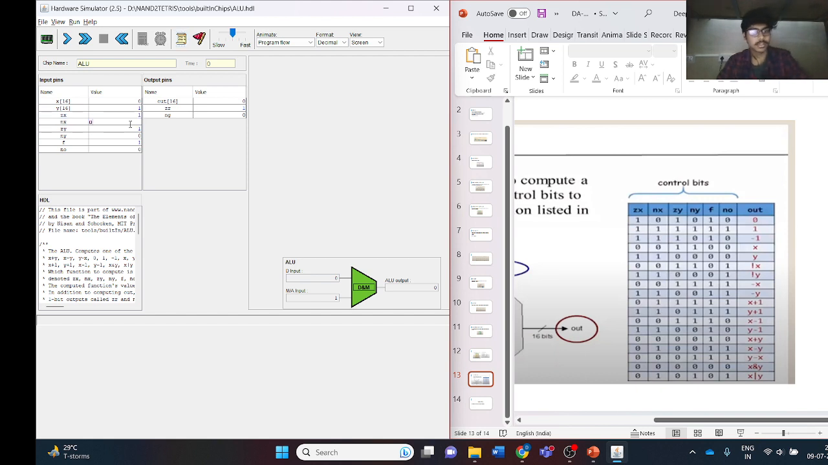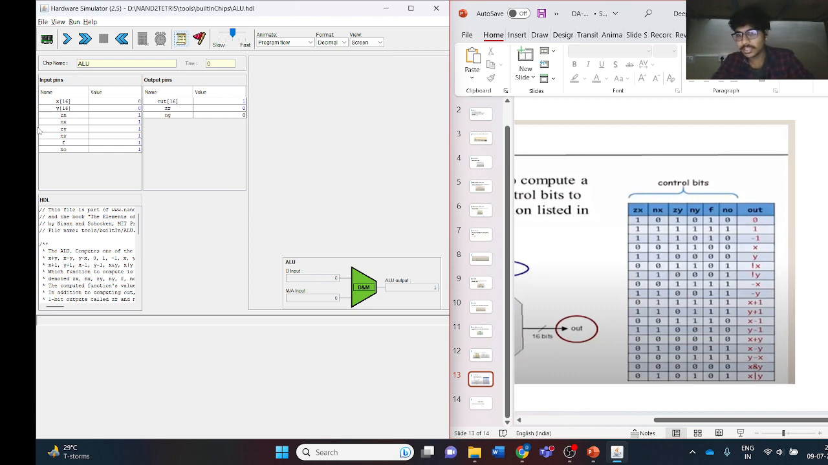And coming to the second one, all the control bits are 1. When we give all the control bits as 1, we get the output as -1, which we got here. It doesn't matter what the values of x or y are. Suppose we give 0 and do the same. Yeah, the output doesn't change as it depends only on the control bits.